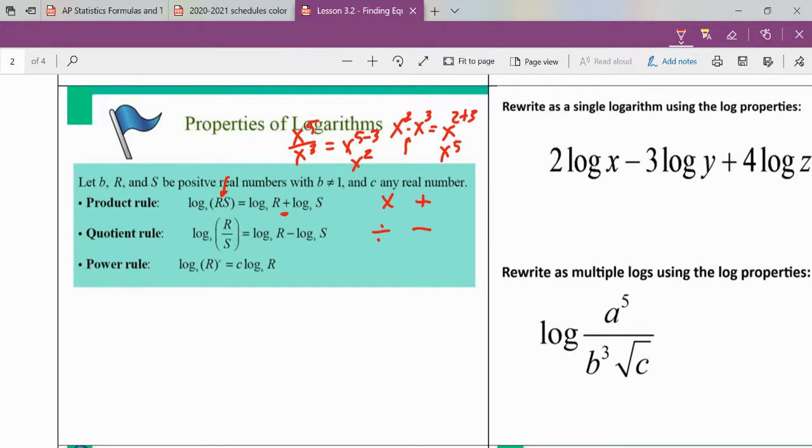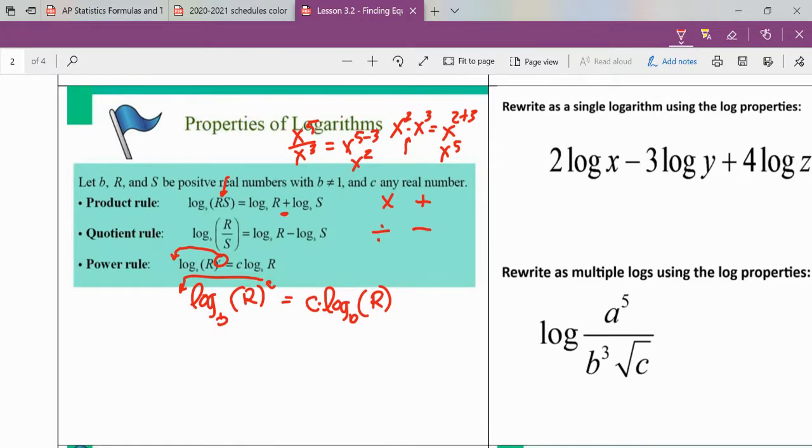And there's the power rule, which simply says that if I've got a log base of something to some exponent, what I could do is just bring that exponent out front. Okay, so if I write that a little bit bigger here, this is log base b of r to the c. So what I know I can do then is just bring this out front and write that as c times the log base b of r.